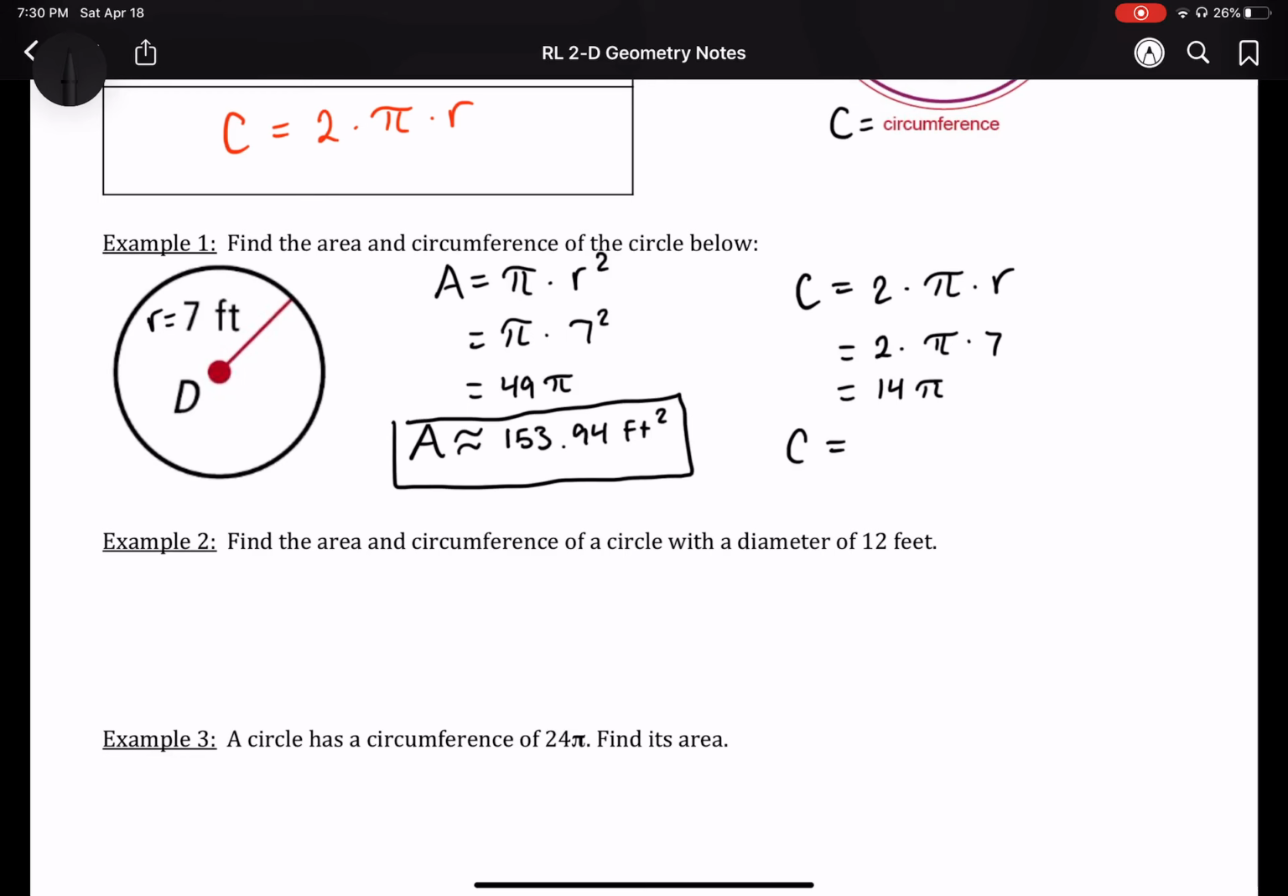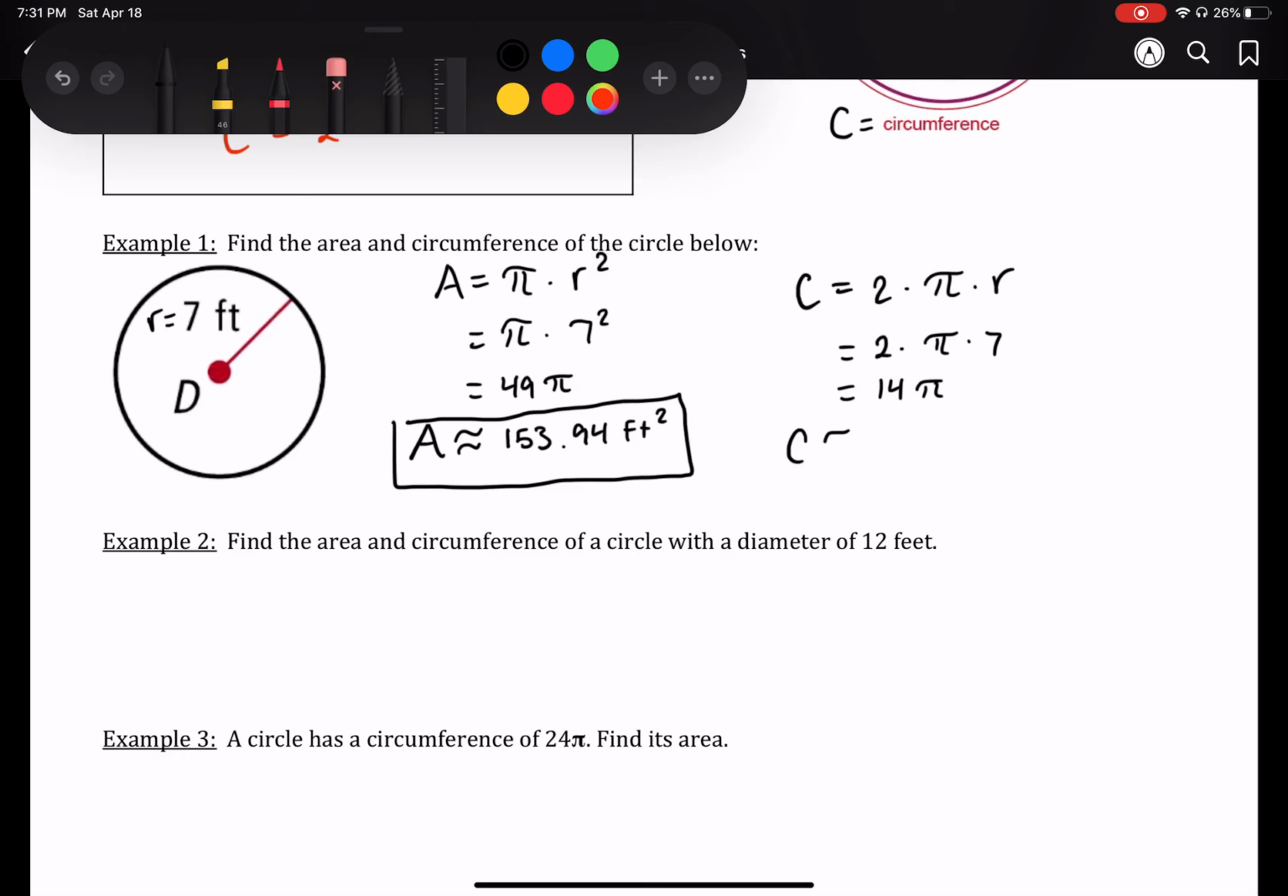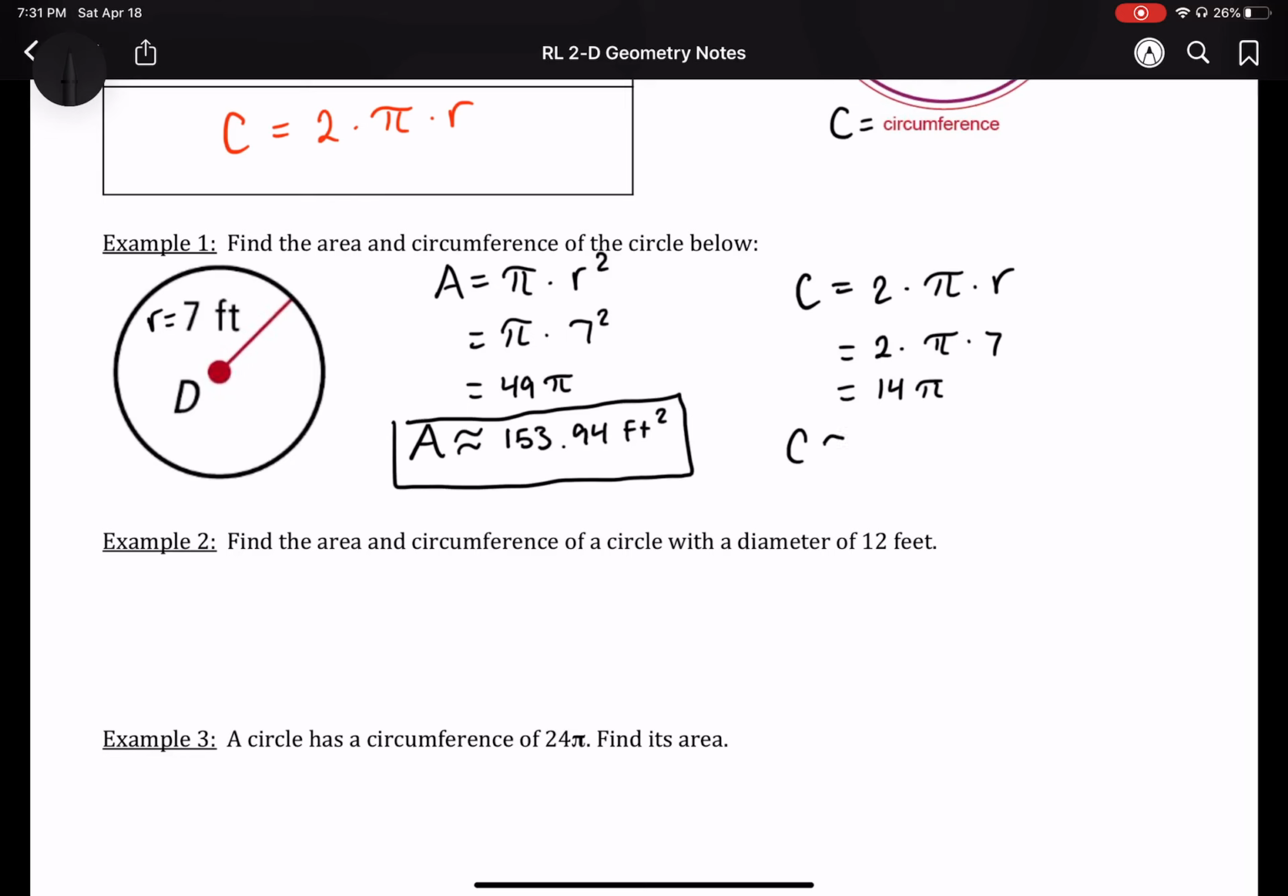14 times pi, again, you're typing the symbol into your calculator. 14 times pi gives me a circumference that is about equal, not is equal, it's about because we're rounding, about equal to... I'm having trouble writing this symbol. Let's go back and fix that. About equal to 43.98 feet. All right.